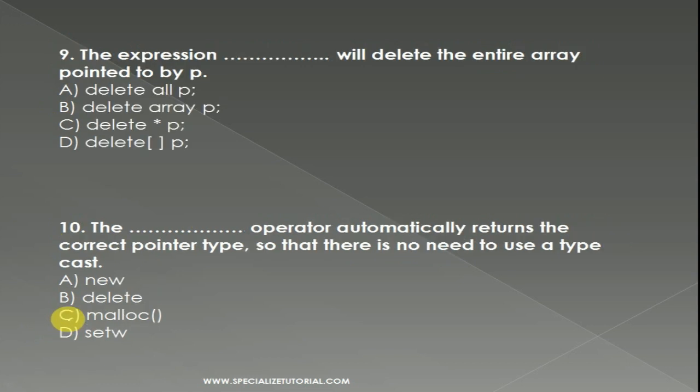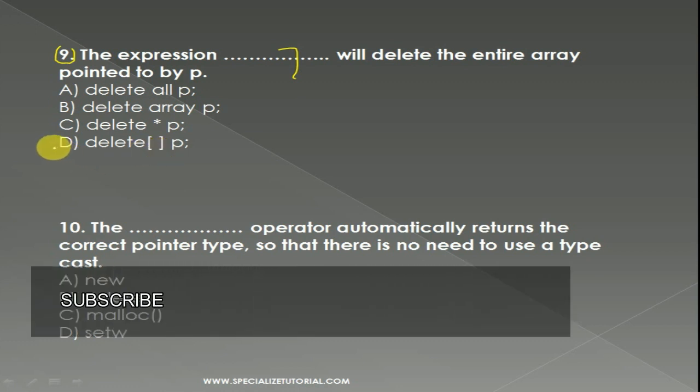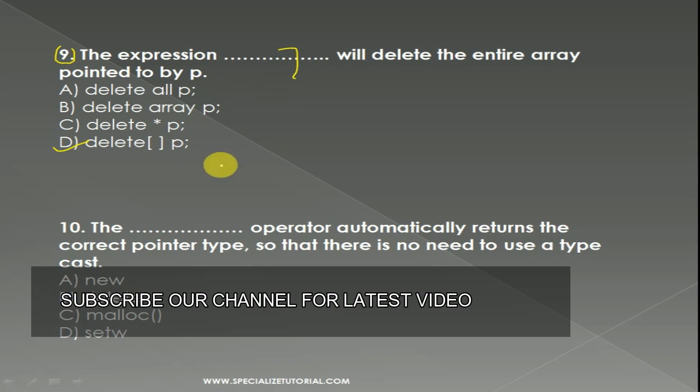Now take the next question, question number 9: which expression will delete the entire array pointed to by P? The options are delete all P, delete array P, delete pointer P, and delete[] P. So D, delete[] P; is the right answer. The expression D will delete the entire array pointed to by P.